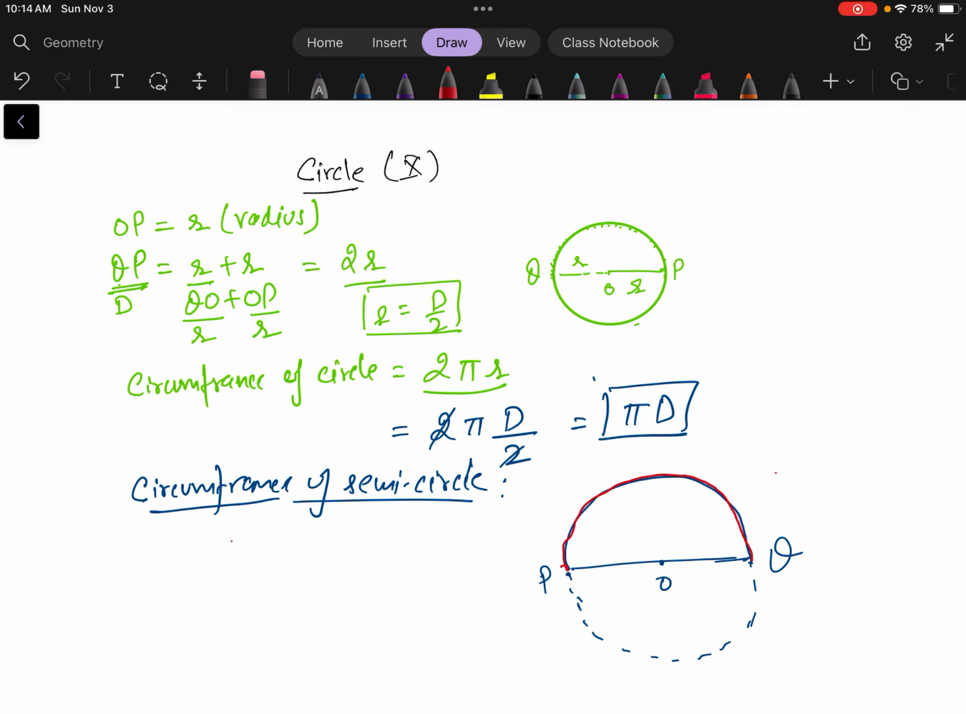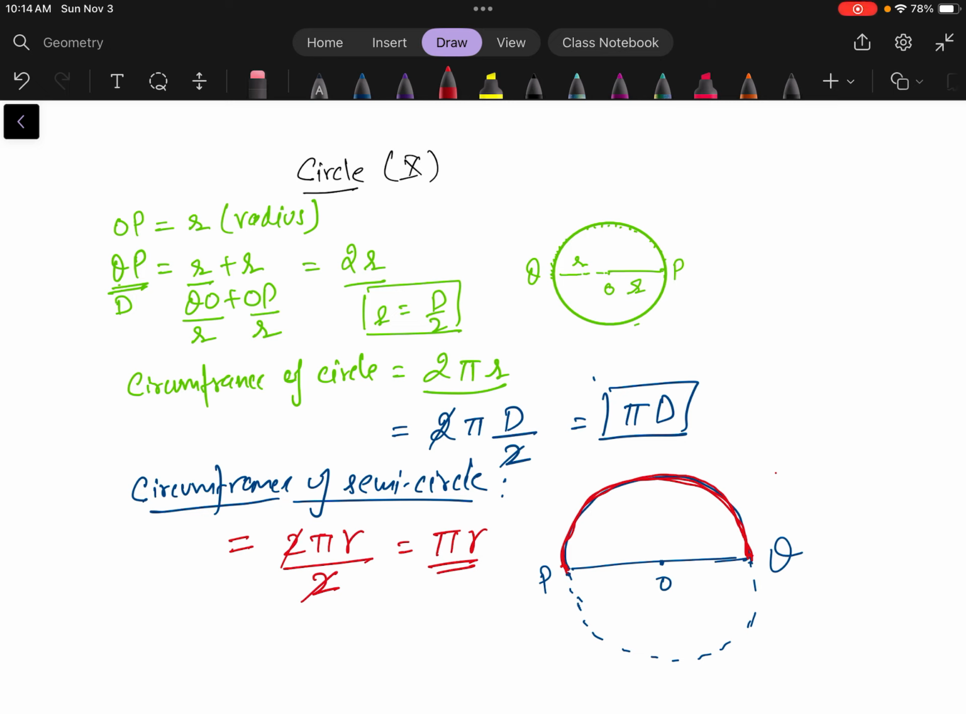First of all, the circumference of a semicircle is half of the circle. 2 pi r is the circumference of a circle. We divide it by 2 and cancel, so pi r is the circumference of this semicircle. This is not the complete perimeter, but we will say this is the distance traveled by the person when he starts moving from this point and reaches this point.